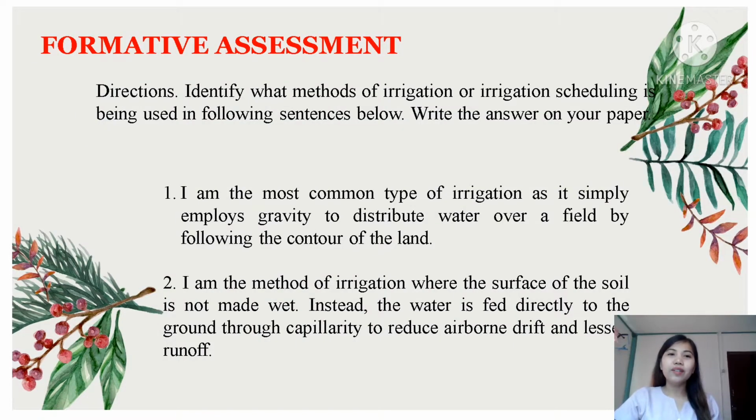You are now ready to take the formative assessment. Identify what methods of irrigation or irrigation scheduling is being used in the following sentence. Write the answer on your paper. Number 1. I am the most common type of irrigation as it simply employs gravity to distribute water over a field by following the contour of the land.